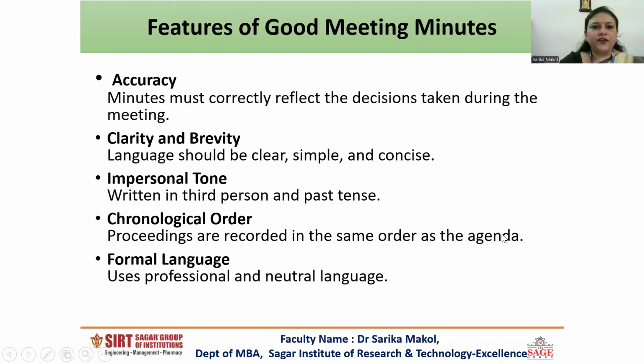Now, these are the various features of minutes: accuracy, clarity, impersonal tone, chronological order, and formal language. Accuracy: minutes must correctly reflect the decisions taken during the meeting. It should be clear, simple, and concise, meaning to the point. An impersonal tone will be used while writing the minutes. It should be in chronological order, meaning it should be recorded in the same order as the agenda. The language you use should be formal, professional, and unbiased.